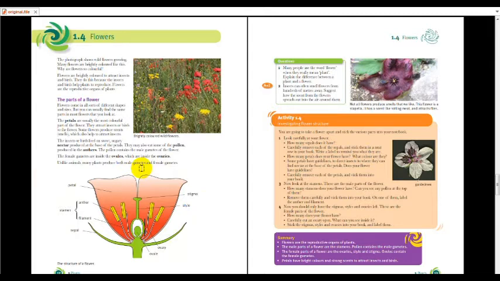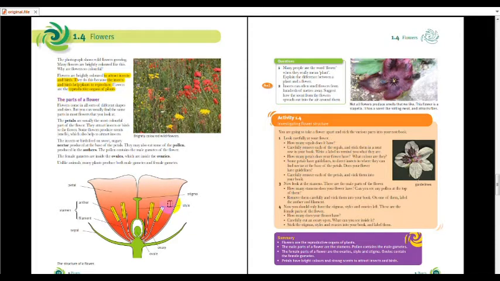So now let's start. Okay, you have the picture of the flower here. As you can see, the flowers are all brightly colored. Okay, so many flowers are brightly colored like this. Why are flowers so colorful? Okay, the reason why, because it is to attract insects and birds. They do this because the insects and birds help the plants to reproduce. The flowers are the reproductive organs of the plants.